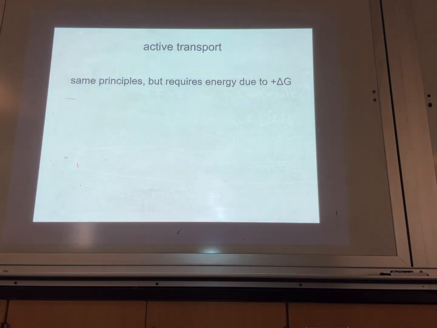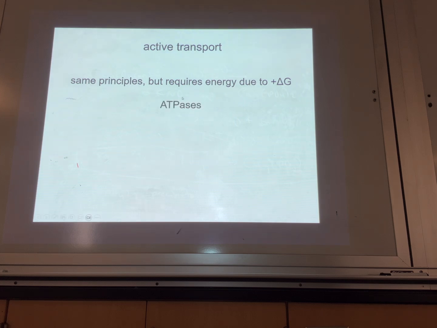So same principles as passive transport in that you have to have a membrane protein. It has to be able to move things from one side to the other. But for active transport, we're moving against a concentration gradient, going up from a lower concentration to a higher concentration rather than going from a higher to a lower. And that's why we need energy, because the process has a positive delta G associated with it, which means it's non-spontaneous. To make it spontaneous, we've got to add energy.